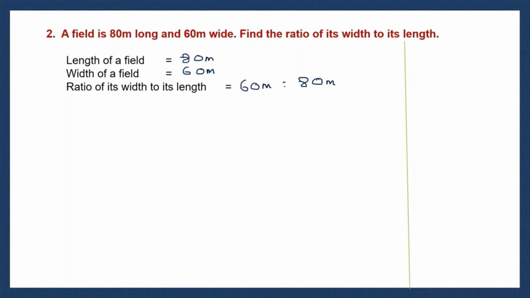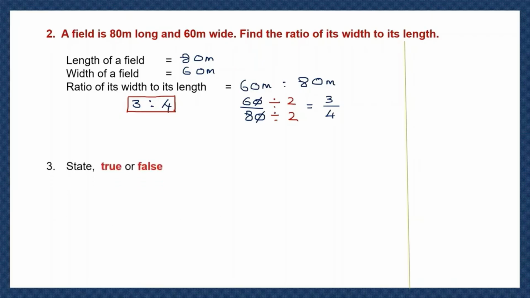Okay, so first we write it as a fraction, 60 by 80, and then we reduce it to the lowest term. We cancel the zeros. Now what we have here is 6 by 8. Think of a common factor to divide both. 2 is a common factor here. So when we divide 6 by 8 by 2, we get 2 3s are 6 and 2 4s are 8. So the ratio of its width to its length is 3:4. So this is our answer. 3:4.